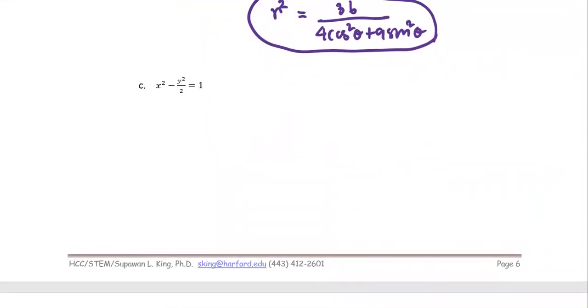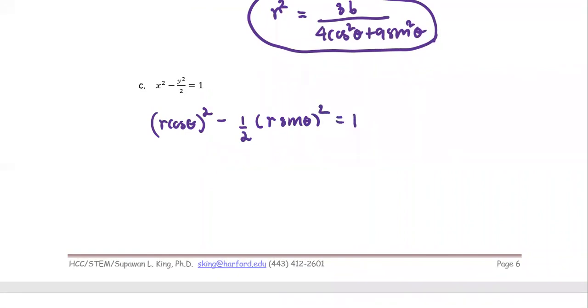Another example, x squared minus y squared over 2 equals 1. This will give you the graph of the hyperbola. X will be replaced with r times cosine theta, and then we raise it to the second power. Similar for the y, it is 1/2 multiplied by (r times sine theta) squared, equals 1.